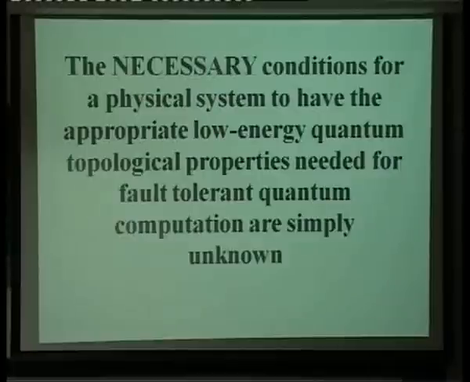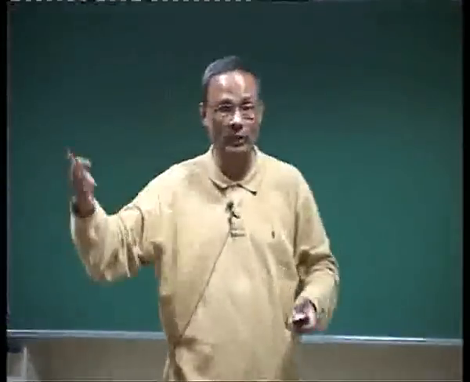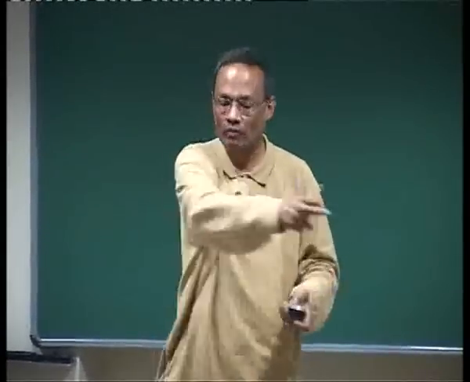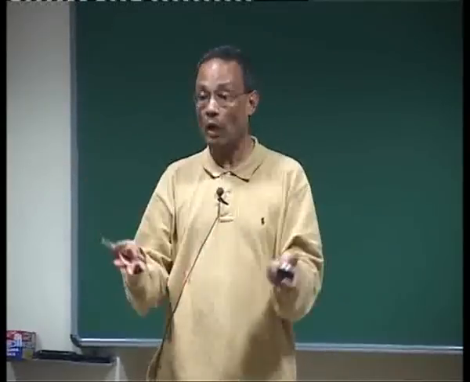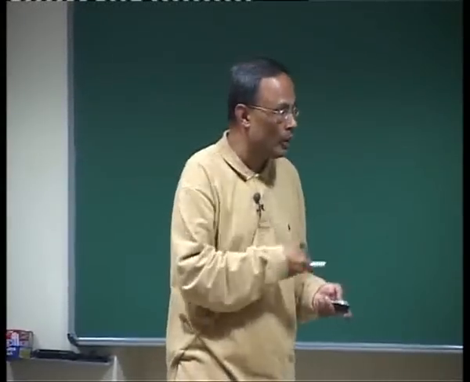And the point is that we do not know the necessary conditions for a physical system to have the appropriate low energy quantum topological properties needed for fault tolerant quantum computation. It's simply unknown. If you give me a Hamiltonian, some complicated interacting Hamiltonian, there is no recipe I have or anybody has. I'm not very smart, but there are people like Mike Freedman who's very, very smart, or Ady Stern. He could not just look at it and say, this will have topological degrees of freedom. Only way to do that is by solving the problem and looking at the wave function. Well, if you can solve the problem, then you of course know everything. So we do not know how to do it.